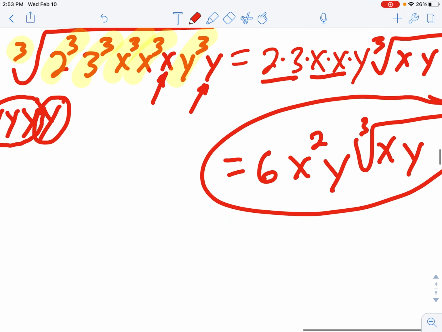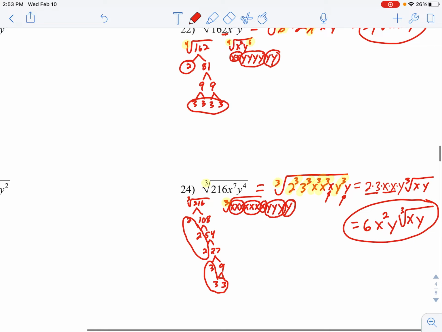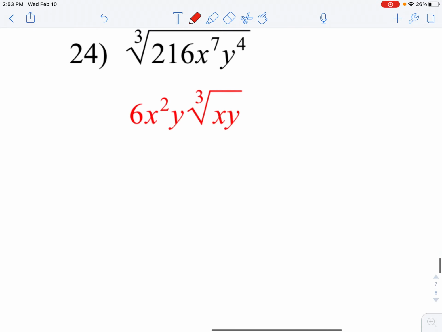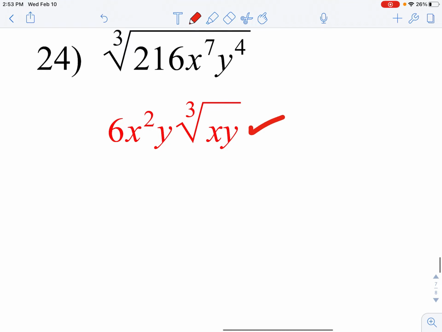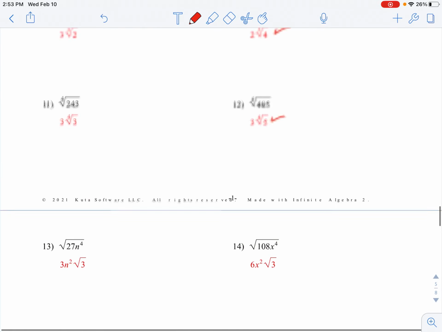All right, let's lock that into the short-term memory. 6x squared y cube root xy. 6x squared y cube root xy. Got it.